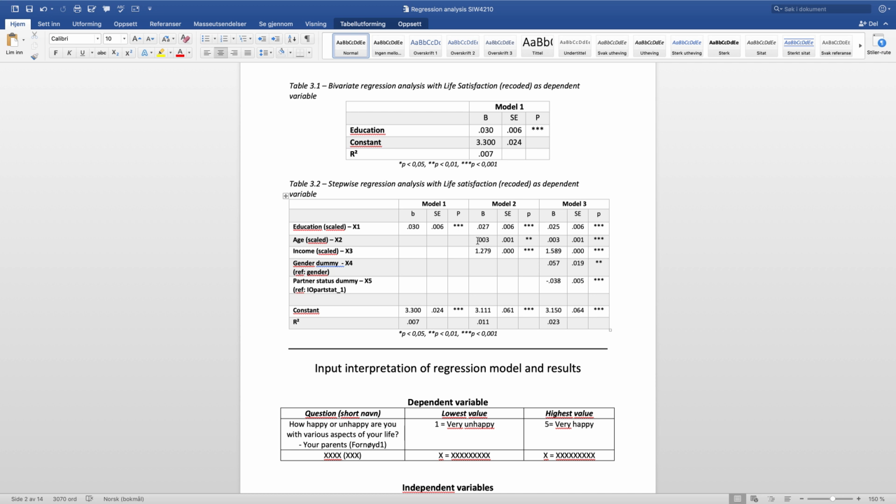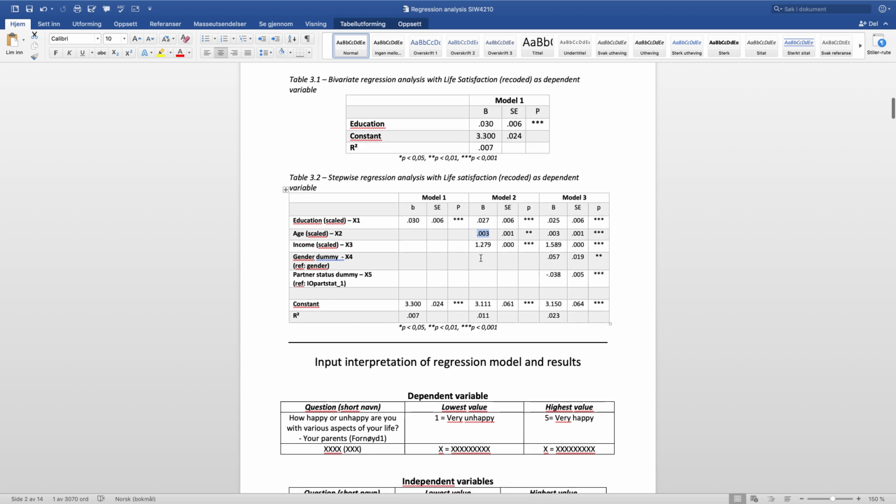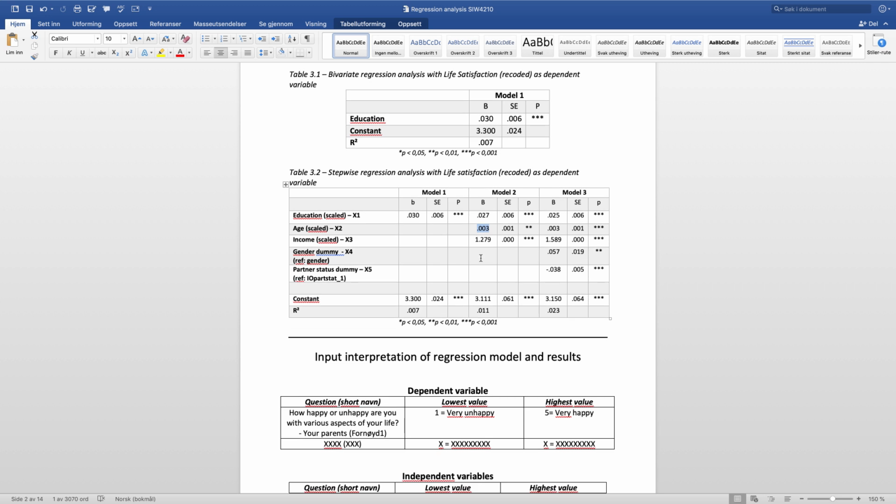Okay, great. And so, as we go one scale unit up on age, the life satisfaction increases by 0.003 scale units. So what does it mean? Well, older people are more happy. And also with income, even though I'm not quite sure this is correct, it shows that those who earn more are more happy with life, which makes sense. And both can be generalized to the population because it's significant.